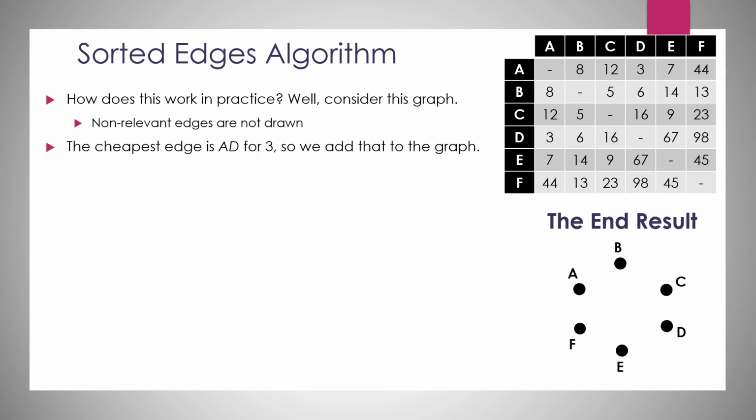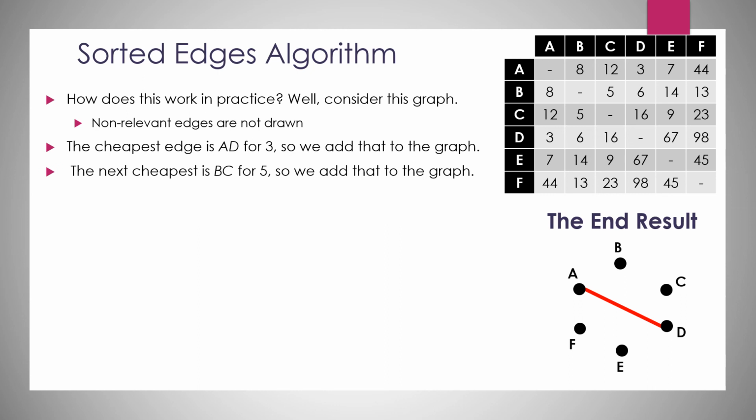So if you look at the table, the smallest number in the table is 3, and that's AD or DA. It doesn't matter. They're mirror copies of each other. In fact, you can just think of the whole thing as the top right triangle or the bottom left triangle, one or the other would be fine. You wouldn't lose anything. And then we're going to add that AD.